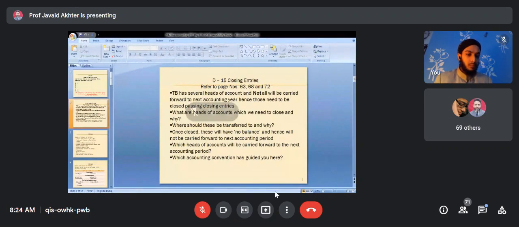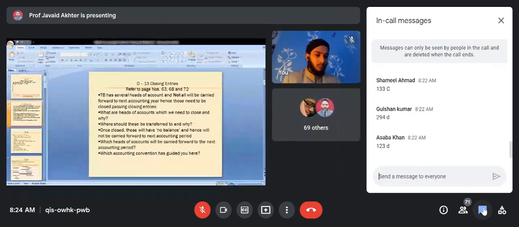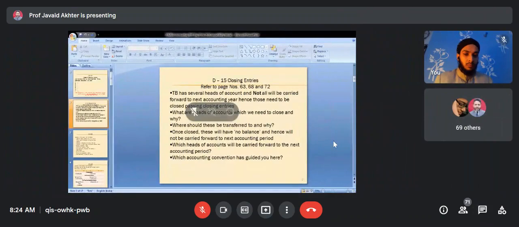Once all these accounts are closed, we will pass entries. I'll explain to you how to pass their entries. Once closed, they will have no balance and hence will not be carried forward to the next accounting period. Now, which head of the account will be carried forward to the next accounting period? So assets and liabilities. And capital. Liabilities and capital.